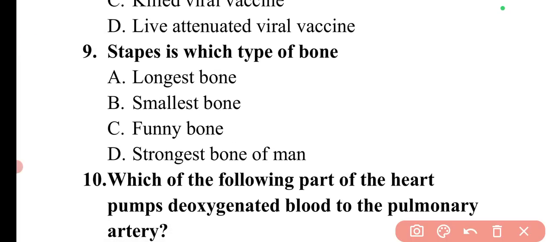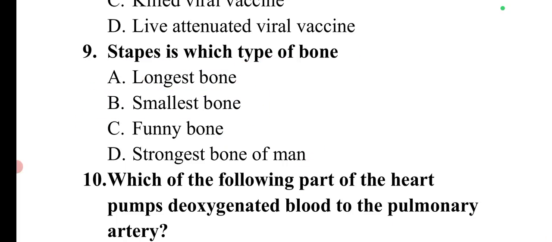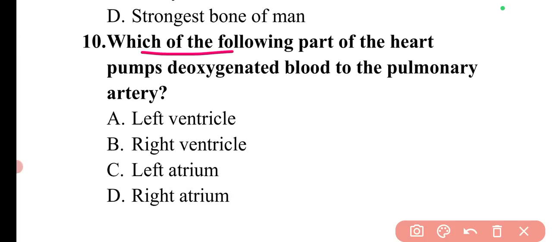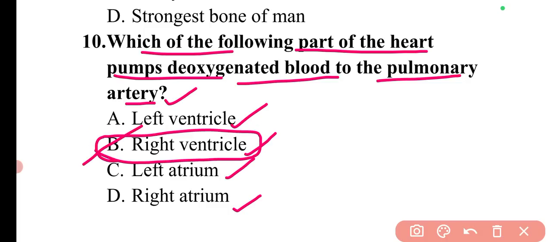Next question is, stapes is which type of bone? Options are longest bone, smallest bone, funny bone, or strongest bone of a man. The correct answer is option number B, smallest bone. Next question is, which of the following part of the heart pumps deoxygenated blood to the pulmonary artery? The options are left ventricle, right ventricle, left atrium, or right atrium. And the correct answer is option number B, right ventricle.